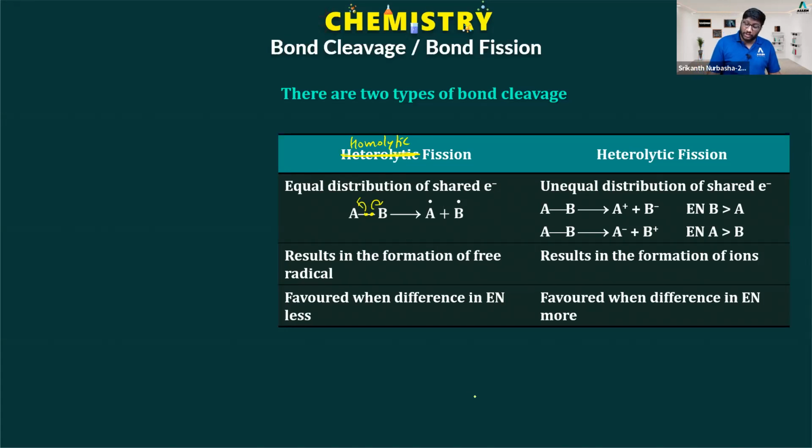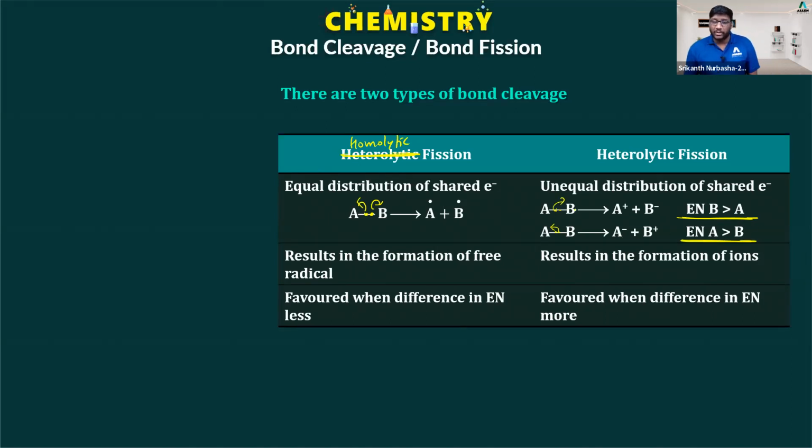So A dot plus B dot. Unequal distribution of shared electrons, like if both the electrons have been given to the B atom, generates A plus and B minus. Electronegativity of B is greater than A. If an AB bond is there, and two electrons have been given to the A atom, then in that case you get A minus and B plus. Electronegativity of A is greater than B.